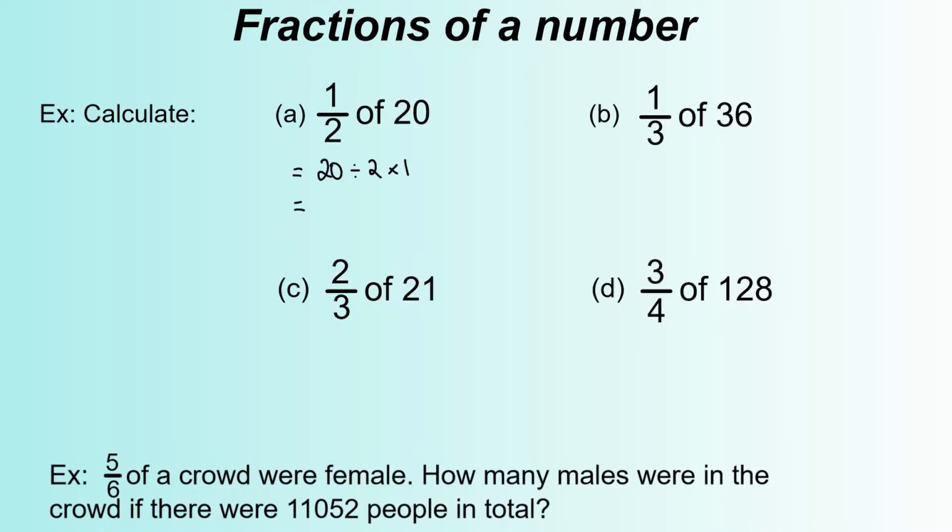So 20 divided by 2 is 10, times that by 1 and we still get 10. The multiplying by 1 here is not going to make a difference to our final answer.